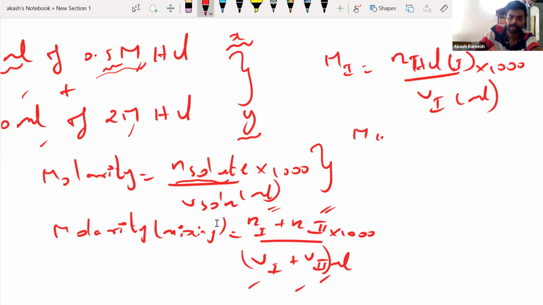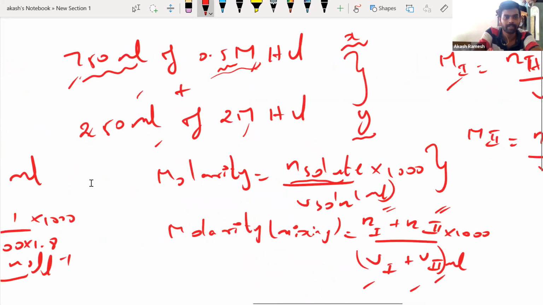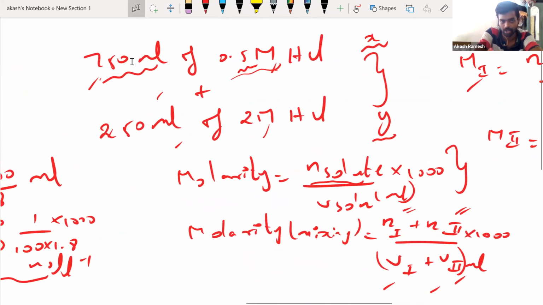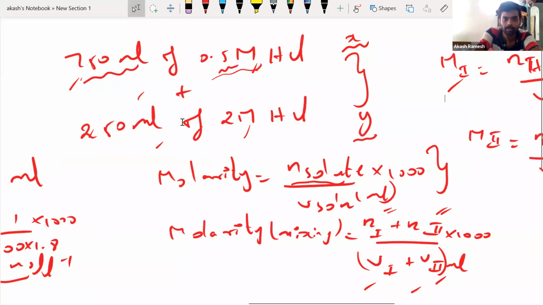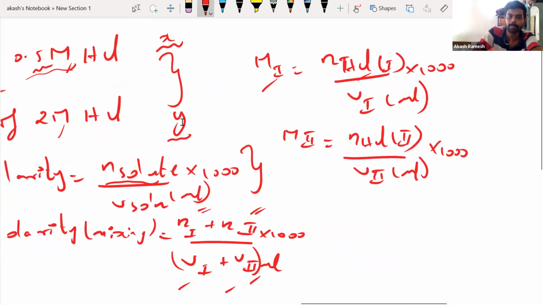Same way, I can write the molarity of the second solution, which is given to us, as the number of moles of HCl in the second solution divided by the volume of the second solution in ml into 1000. Okay, so now I know the molarity. Now look at the question. They have given the volume and the molarity for the first solution. Same way, the volume and the molarity of the second solution are given to us. So now this value can be calculated.